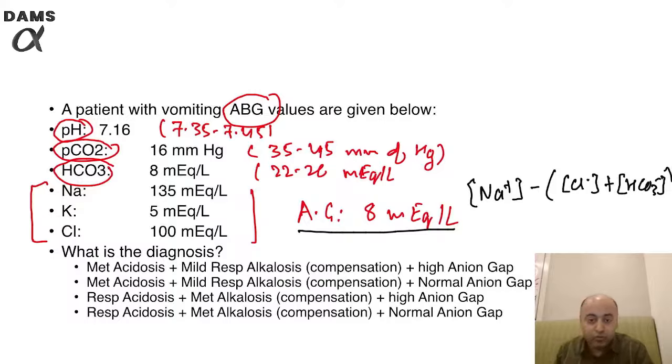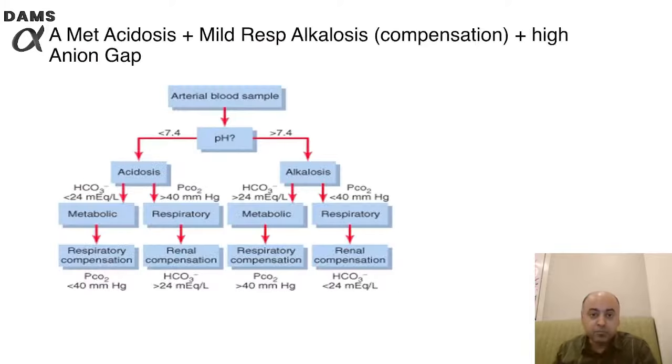Very quickly, I'll show you a flow chart which helps you to identify the simple acid-base disorders. We have this very simple flow chart which helps us to identify the different types of acid-base disorders. From the arterial blood sample, we look at the pH. Based on the pH, you identify whether you are looking at acidosis, less than 7.4, or alkalosis, more than 7.4.